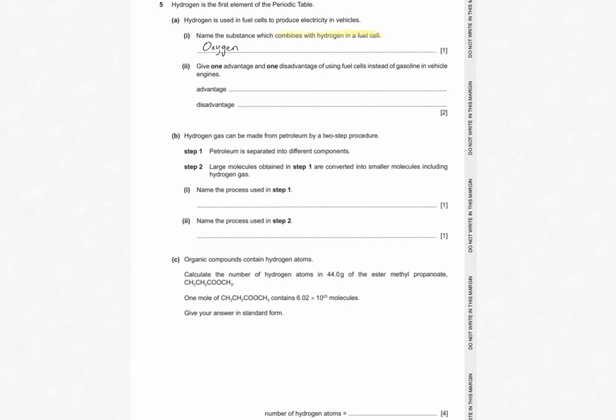They then asked to give one advantage and one disadvantage of using fuel cells instead of gasoline in vehicle engines. Now, we know the problem with gasoline engines is that it produces carbon monoxide, which is poisonous and toxic to the environment. Now, the advantage of using hydrogen instead of gasoline is that only water is produced, so no carbon dioxide and no carbon monoxide.